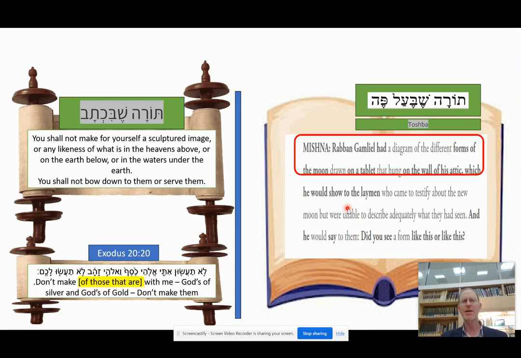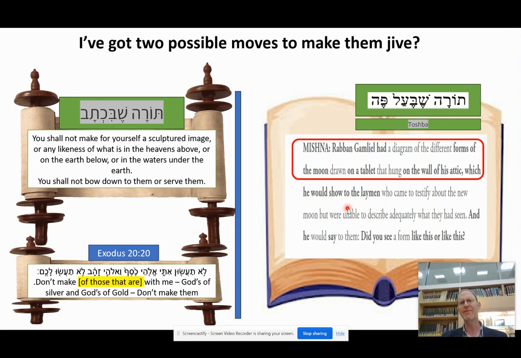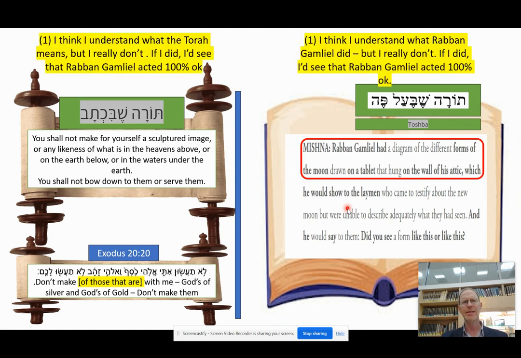So, for your final piece, let's give that a try. Basically, it's either I think I understood what the Torah means, but I really don't. If I did, I'd see Rabban Gamliel acted 100% okay. Or I think I understand what Rabban Gamliel did, but I really don't. If I did, I'd see that Rabban Gamliel acted 100% okay.